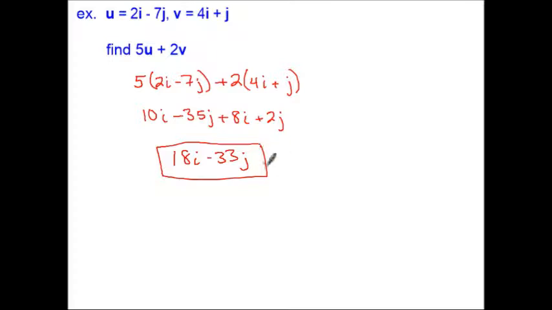And it's one of those things, since I started with the ij notation, I'll stop with the ij notation. If I had started with the other notation, then of course I would have ended with 18, negative 33 with fancy brackets. But again, since I started with the i's and j's, I'll stop with the i's and j's.